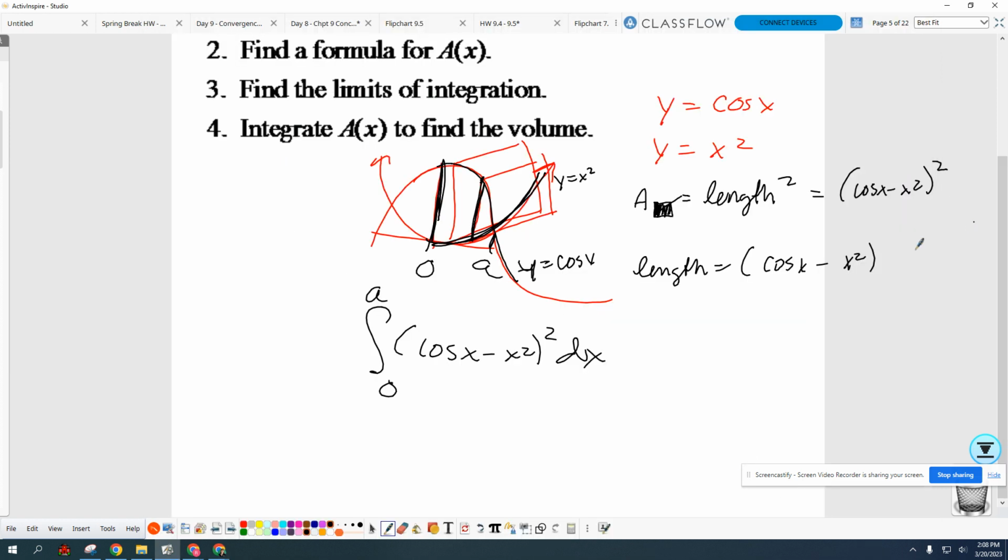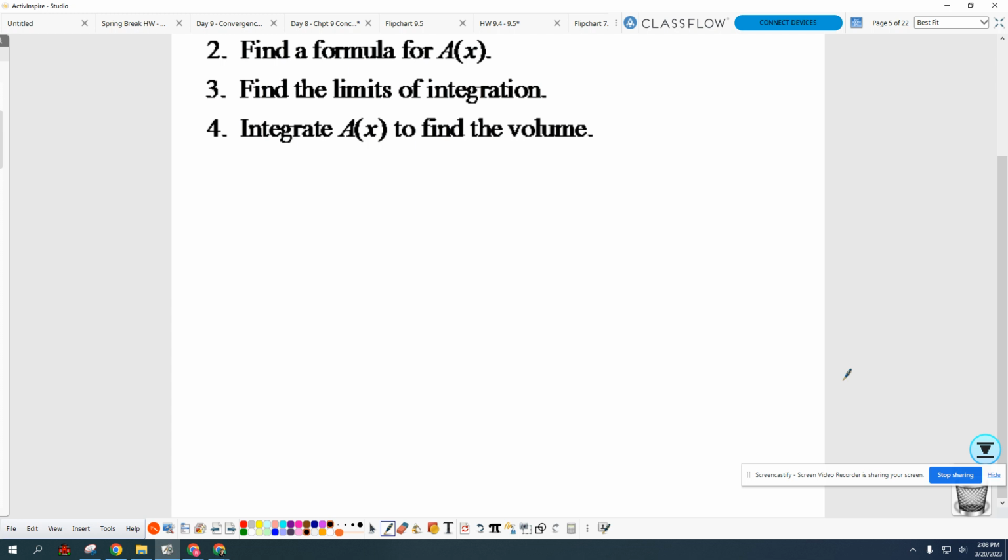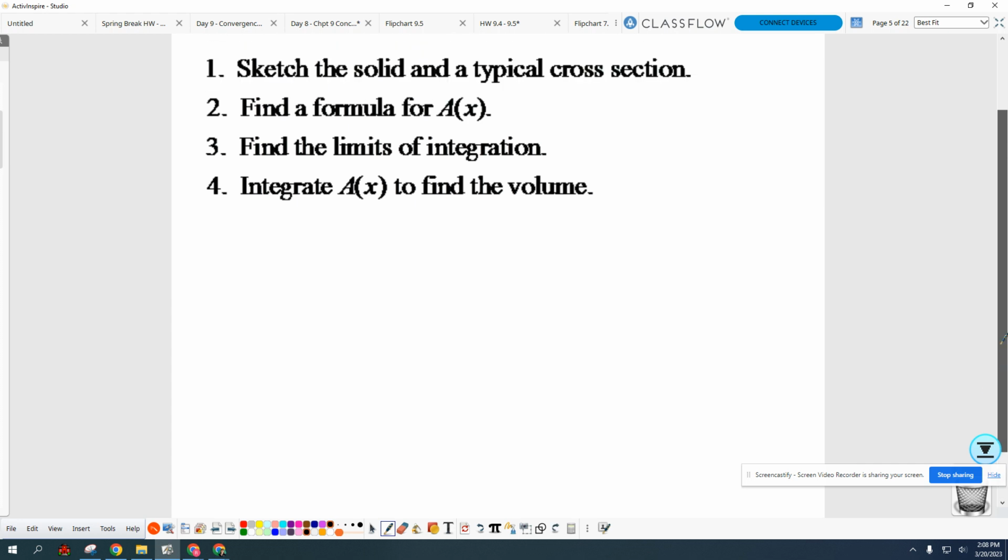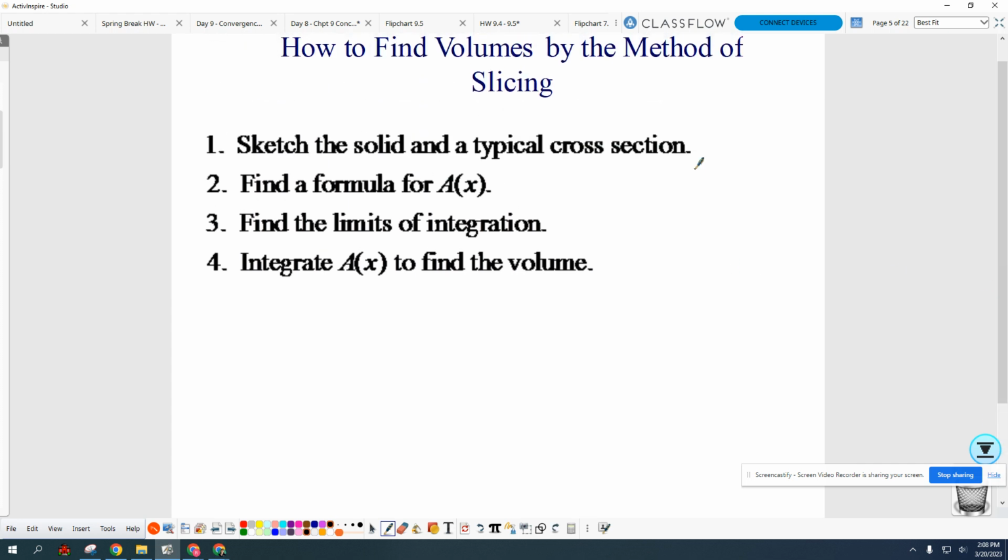Okay. Let's try a real problem. So the steps to solving these. First of all, try and draw at least one cross section.